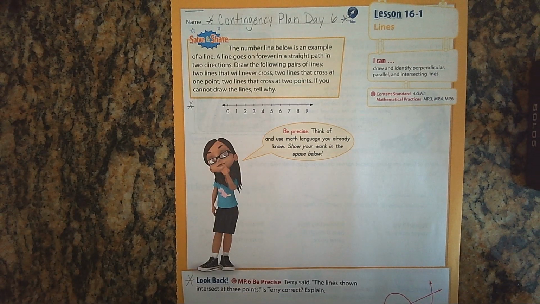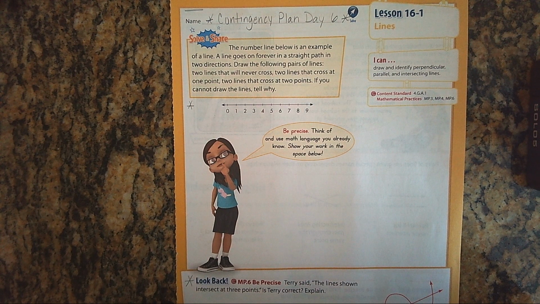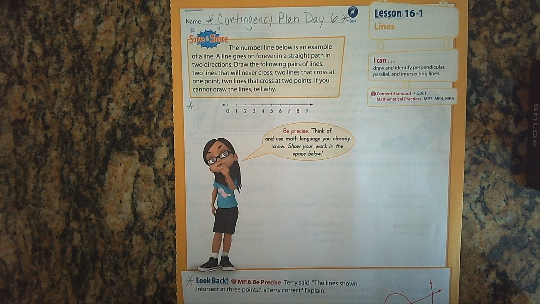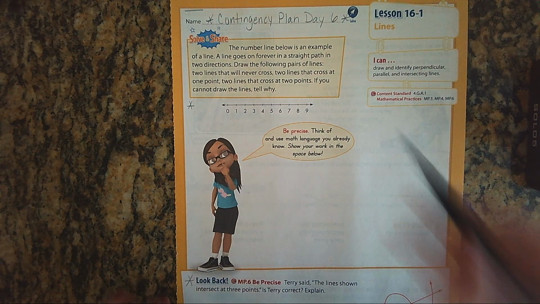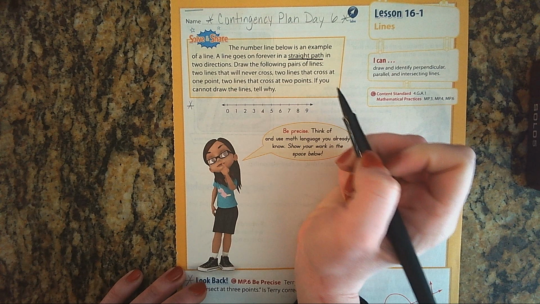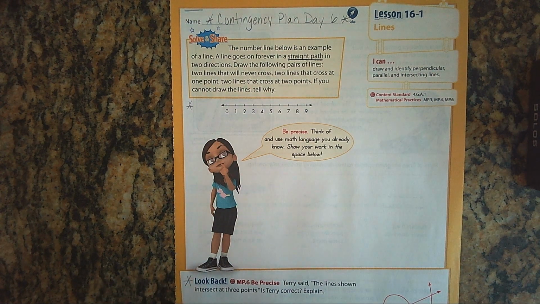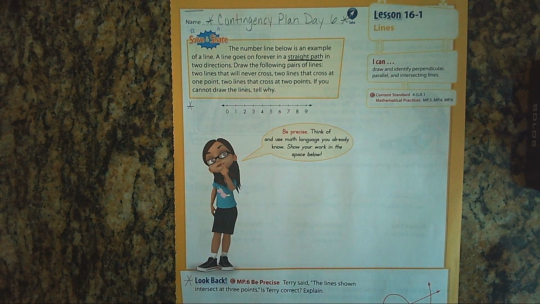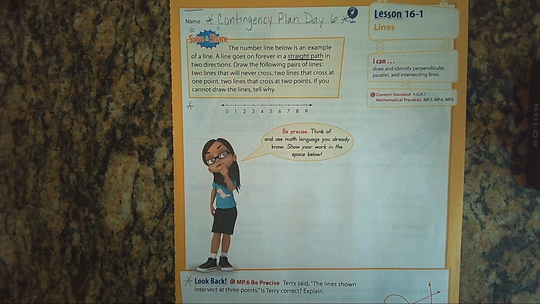The number line below is an example of a line. A line goes on forever in a straight path in two directions. Underline the word straight. Well, underline straight path. That's an important term in defining a line. A line needs to go in a straight path, so it cannot be curved. A line goes on forever in a straight path in two directions.